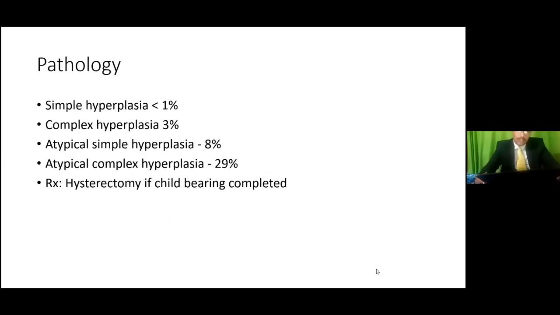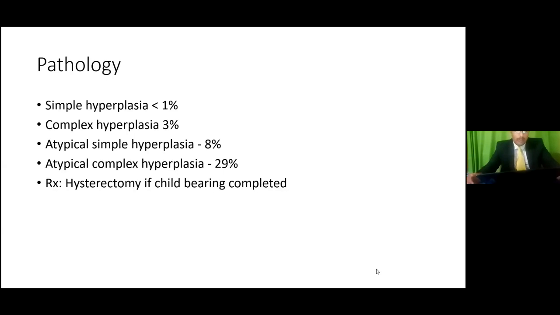Coming to the pathology, ranging from simple hyperplasia to complex hyperplasia, simple hyperplasia has a chance of carcinoma of less than 1%, and complex hyperplasia has a chance of 3% of malignancy. Atypical hyperplasia has a malignancy chance of 8%, and atypical complex hyperplasia has a malignancy chance of 29%.